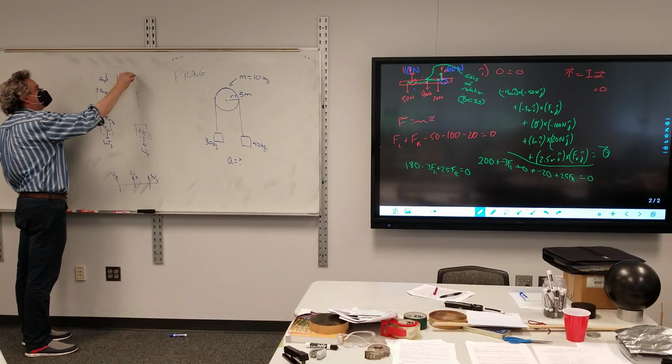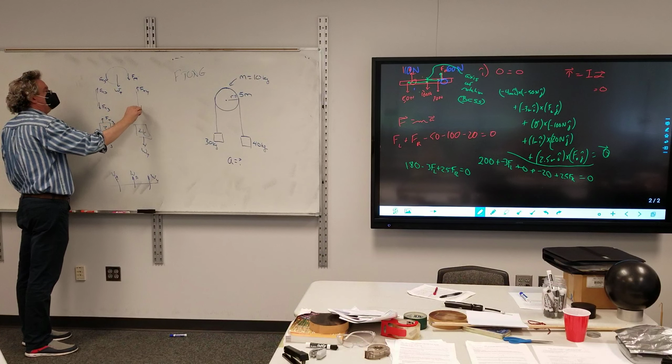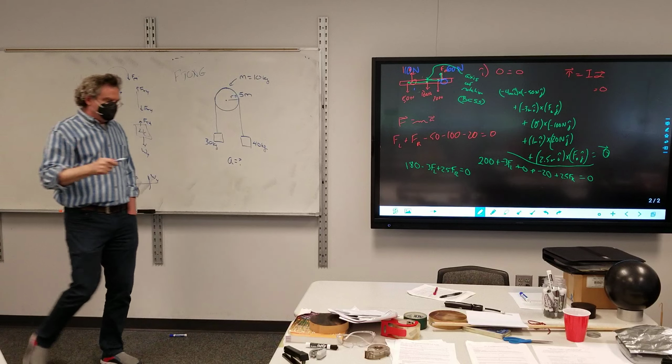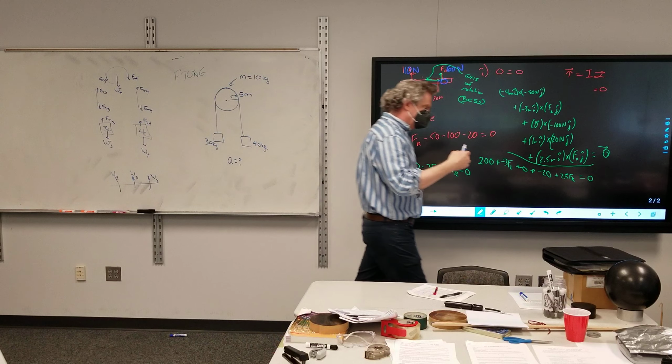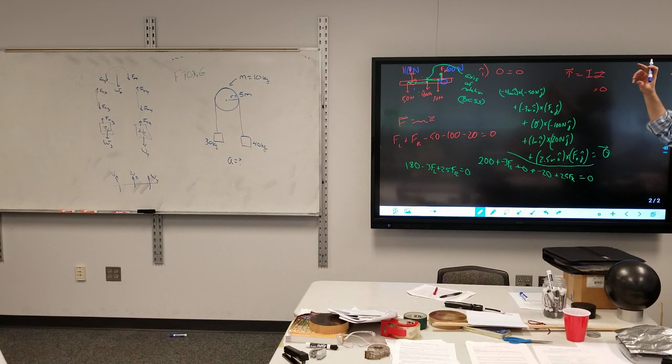Over here, FT4, FT4. So unlike what we were dealing with before, there is an interaction between the wheel and the rope, which changes the tension on both sides.